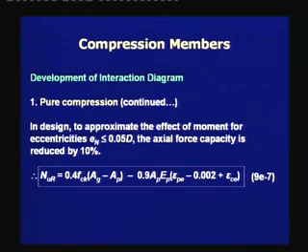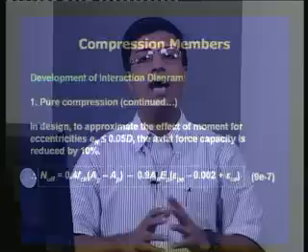In design, to approximate the effect of moment for eccentricities En less than or equal to 0.05 d, the axial force capacity is reduced by 10%. In design, if a member has small moment applied on the section, then we try to bypass using the interaction diagram by considering a reduced axial force capacity and neglecting the effect of moment. This is allowed when the eccentricity is less than 5% of the dimension d, and then the axial force capacity is reduced by 10% to get an expression of NUR.